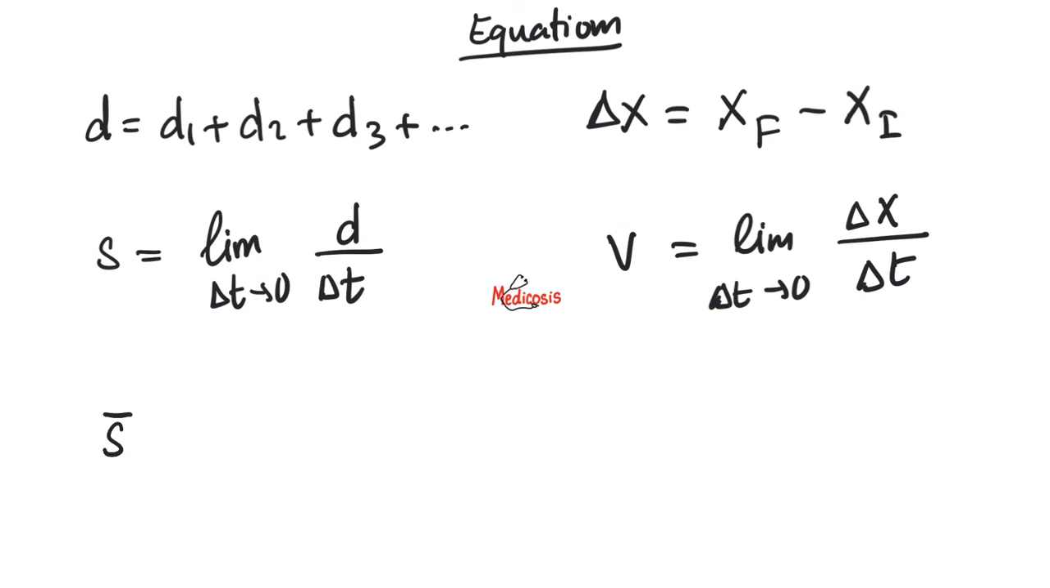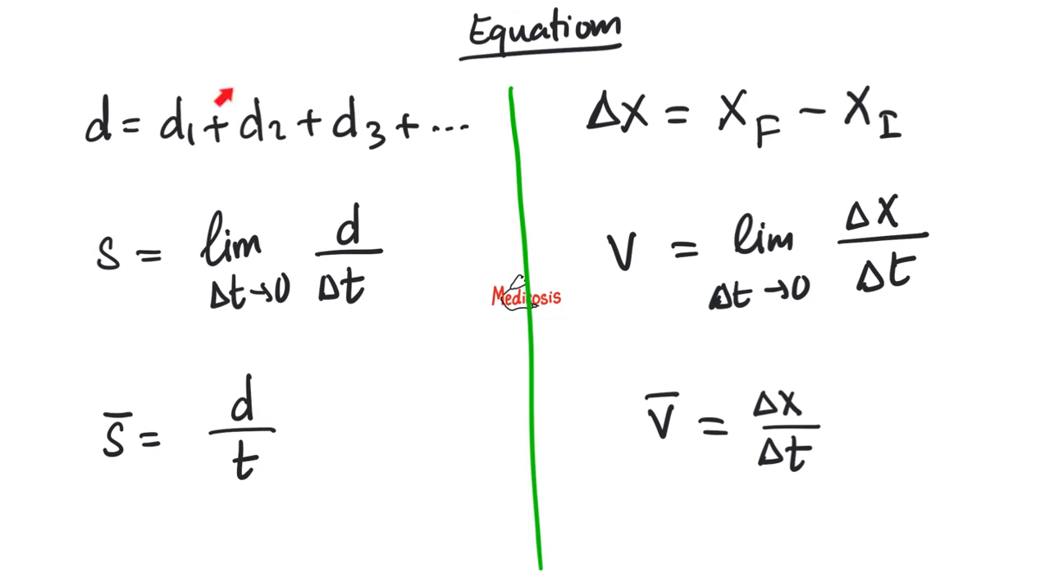Next, how about the average speed? The average speed is total distance over total time. And how about the average velocity? Average velocity is total displacement over the total time, or the total change in displacement over the total change in time. Notice that you can draw your line in the sand here. These are scalar quantities, but these are vector quantities. These have a magnitude only, but those have a magnitude and a direction.